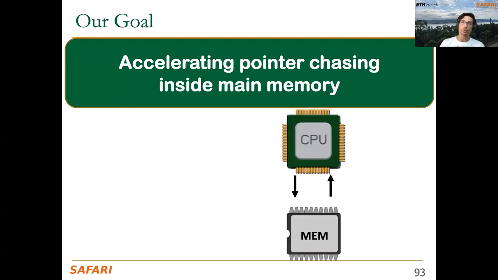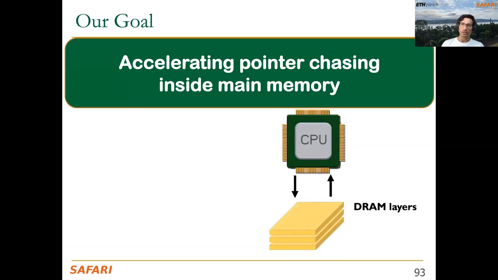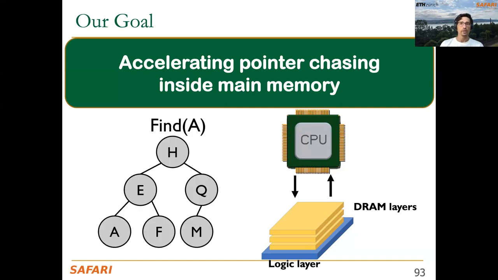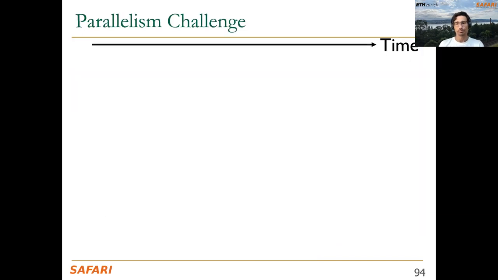So instead of having to go back and forth from the CPU to the memory, what we do in this particular IMPICA work is replace this memory with a 3D stack memory with a logic layer. Inside the logic layer, we have the IMPICA accelerator. So in this case, the only thing that the CPU has to do is send the request to the processing-in-memory side: find A. The accelerator there is going to find A and just return the data to the CPU. But there are challenges to implement this approach.